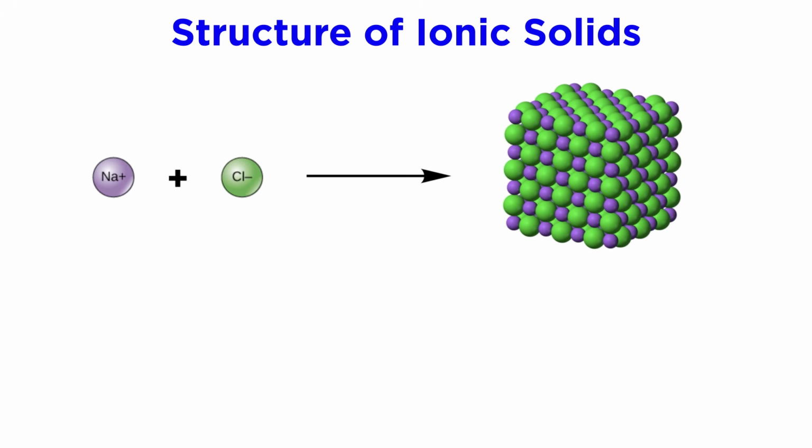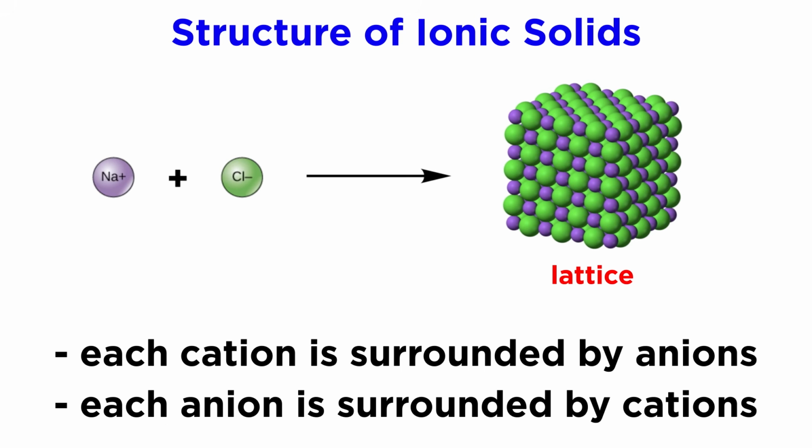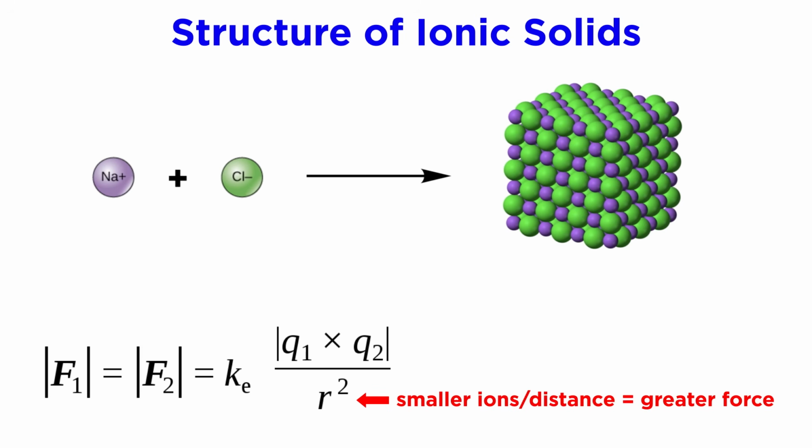Apart from metals, we should also examine the lattice structure of ionic solids. As we know, these form between a metal and a nonmetal once electron transfer has occurred, and the resulting ions form a network of ionic bonds. This three-dimensional structure is called a lattice, and it allows each cation to be surrounded by anions, and each anion to be surrounded by cations, thus maximizing electrostatic interactions. As we would expect based on Coulomb's law, ions with greater charges will make stronger interactions, as will smaller ions that can pack more tightly together.